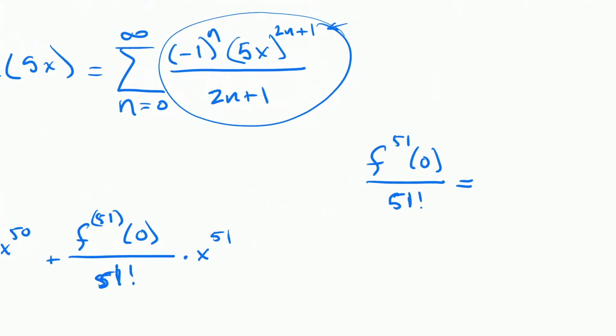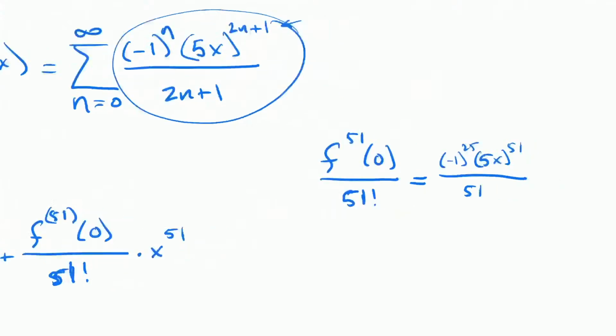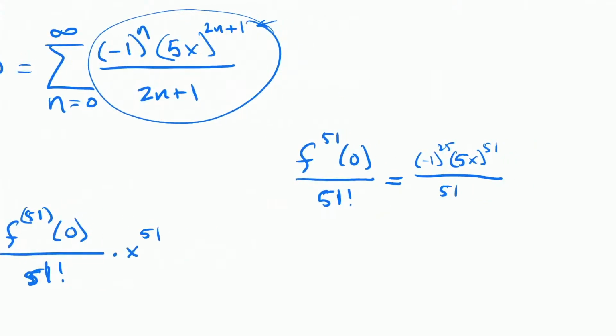Now x to the 51 comes from when n is 25. So I need to use n equals 25 for that. So I'll do this: negative 1 to the 25th times 5x to the 51 all over 51. Oh, sorry, that's going to be 5 times... oh yeah, I want the coefficient, so I'll just put the x to the 51 here. Okay. So now I just have to clean this up and do a little bit of algebra.